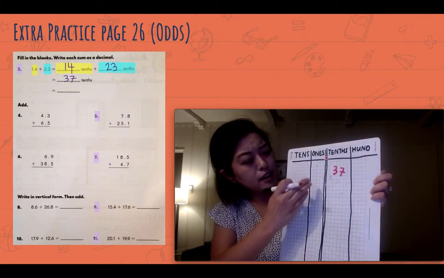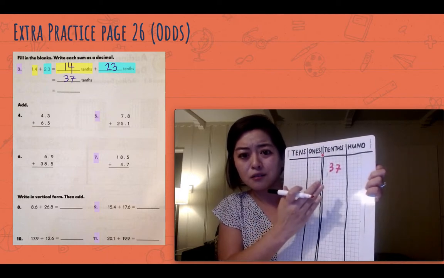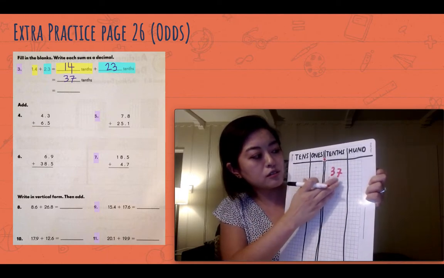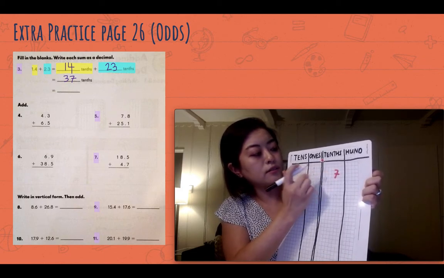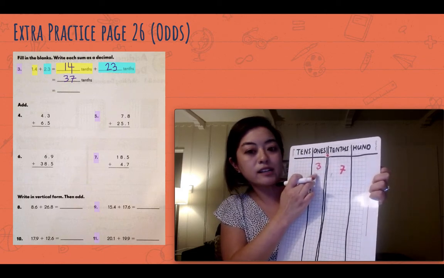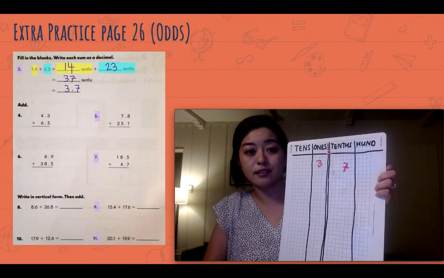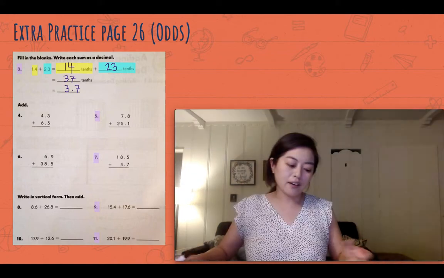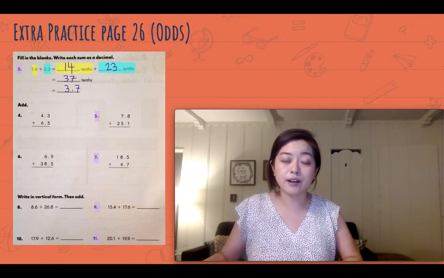But remember, we can't write two digits in a place value column. So you can just keep the last digit there and move over the first digit here. So 37 tenths is equal to 3.7. Okay, all right. Let's look at number 5.